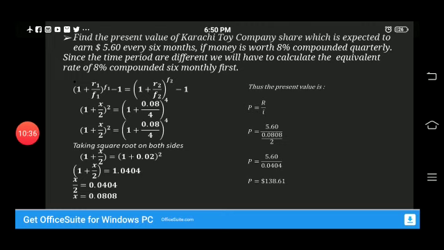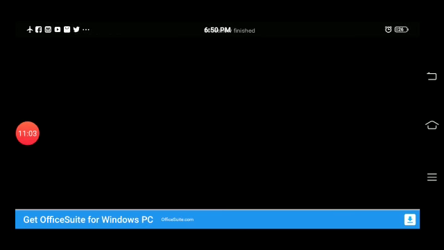So the present value of the perpetuity is P is equal to R over I. R is $5.60 and I is 0.0808 divided by 2, because this is compounded semi-annually. We have converted both to semi-annually. P is equal to 5.60 divided by 0.04, so the present value of the perpetuity is $138.61.